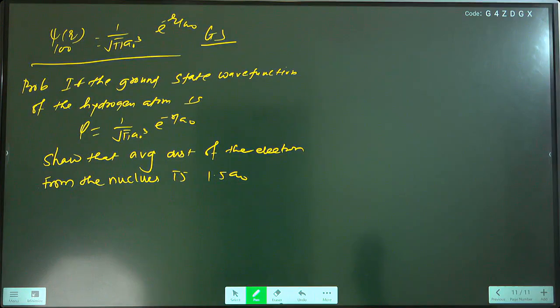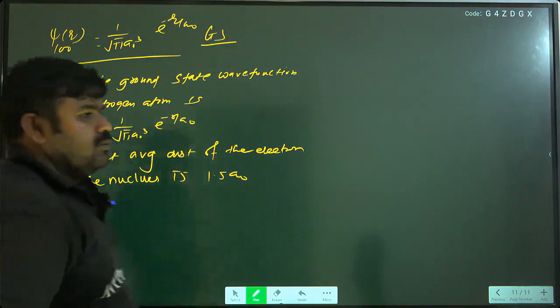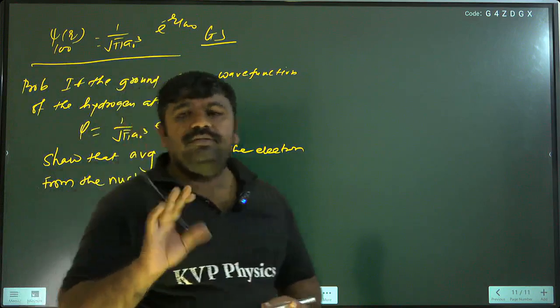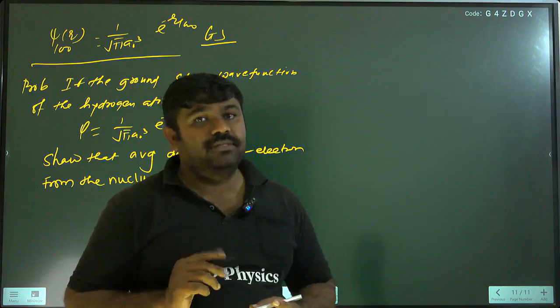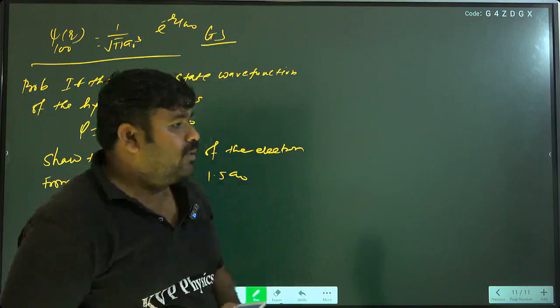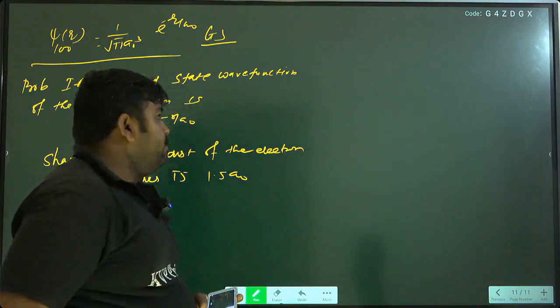Now tell me, is the system a 1D system, 2D system, or 3D system? The system we see as a hydrogen atom, always memorize, is a 3D system. Yes or no? System 3D. Then how do we find the average value?